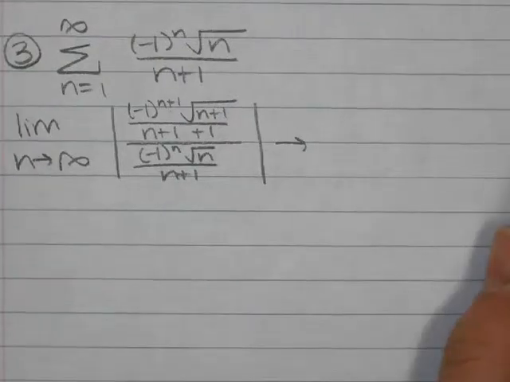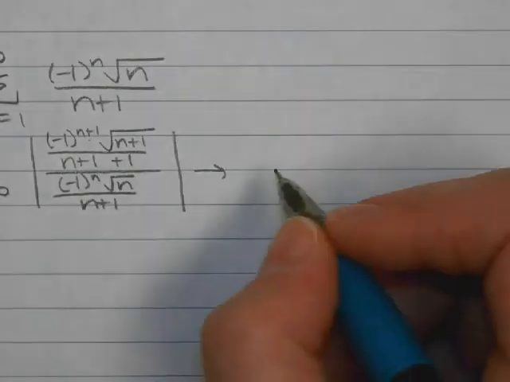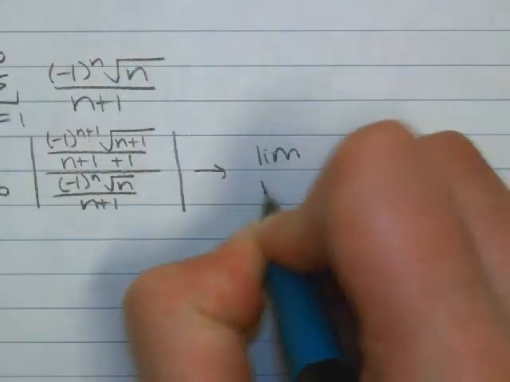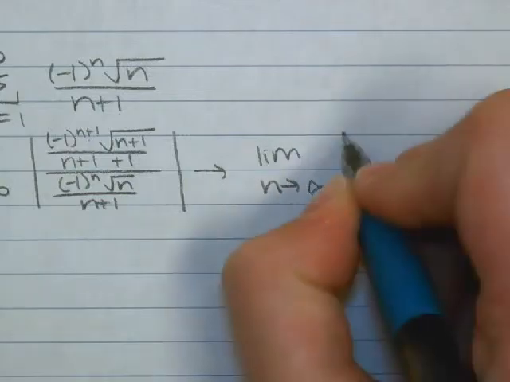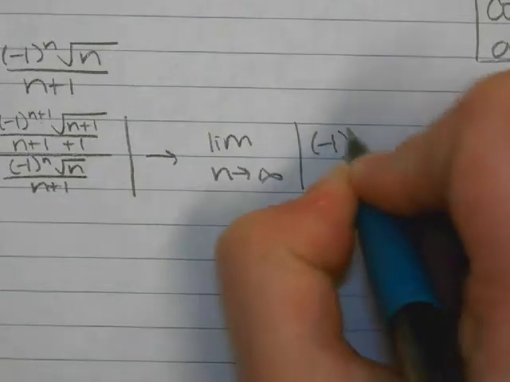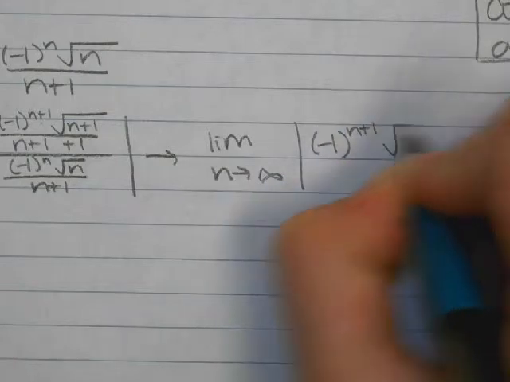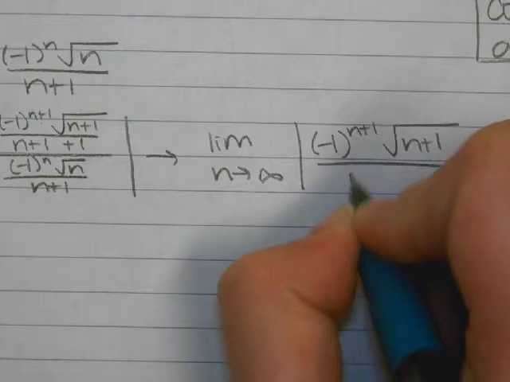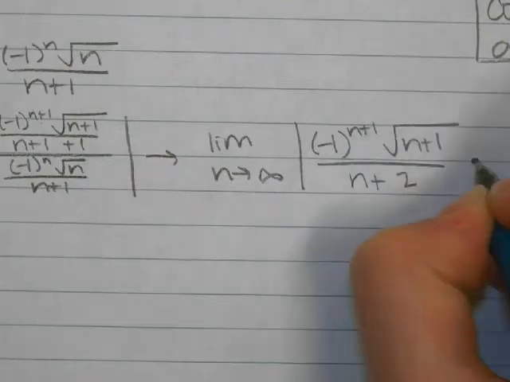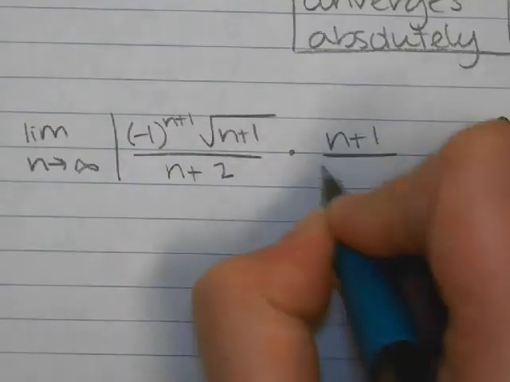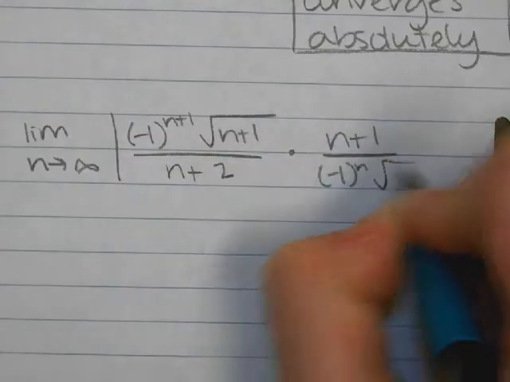So I'll go ahead and show you the same way that it will probably end up looking on my answer keys. So I'm going to say the limit as n goes to infinity. I'm going to do the keep, change, flip, and I'm going to leave that -1 there. So -1 to the n plus 1 square root n plus 1 over n plus 2, and then n plus 1 over -1 to the n square root n.